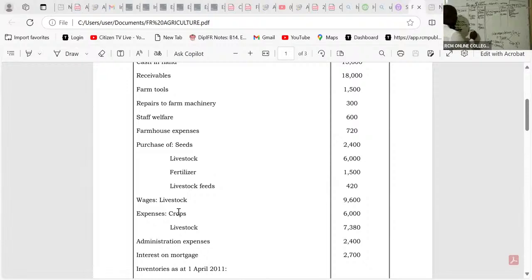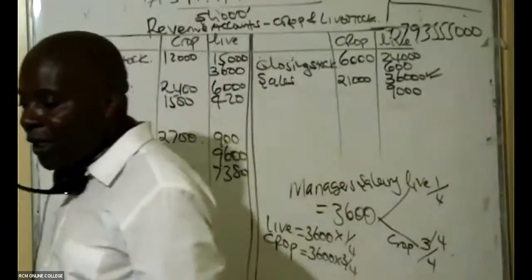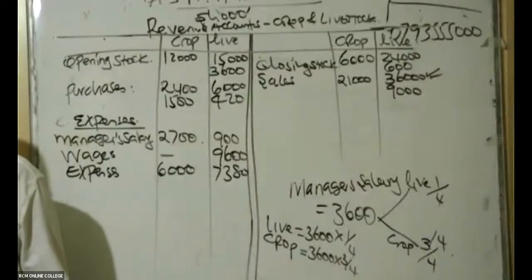And then, ladies and gentlemen, we have in this case expenses for livestock. I can see there straight away 7,380. Please write up to there. I've booked this as expenses for each revenue account simply because they are very specific.